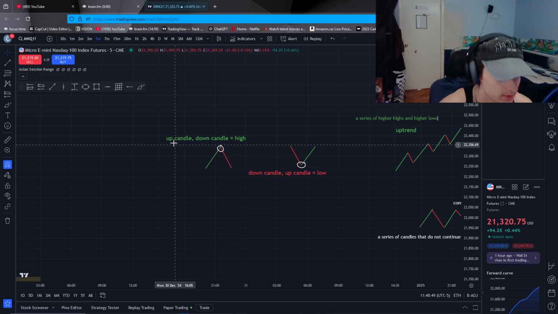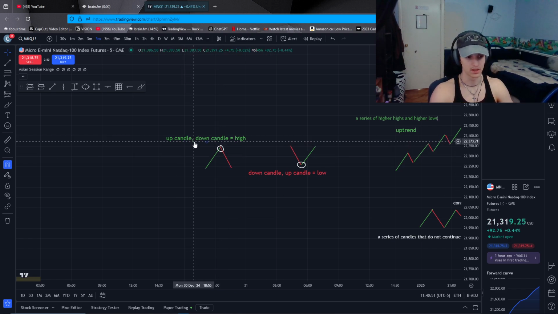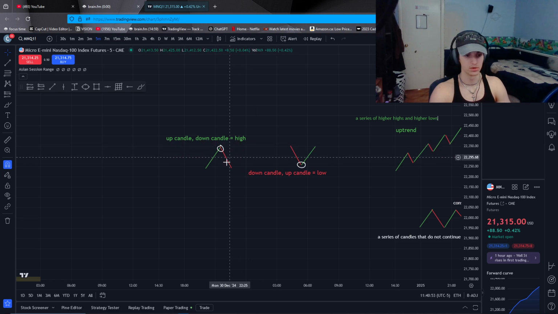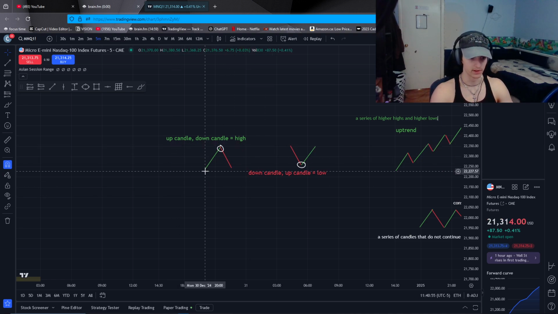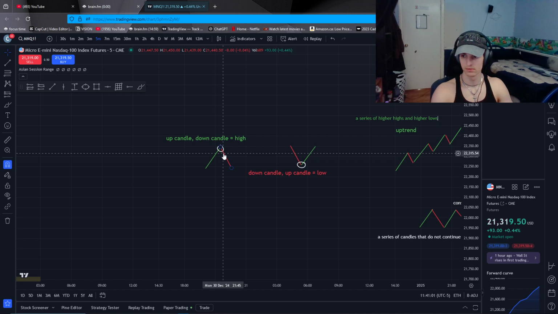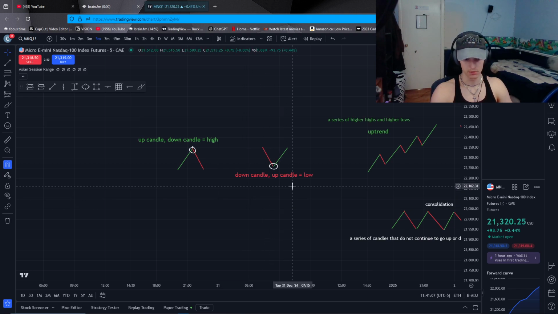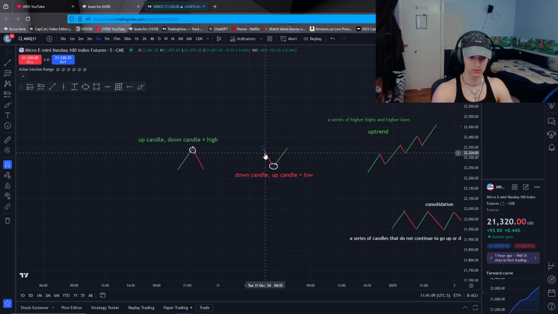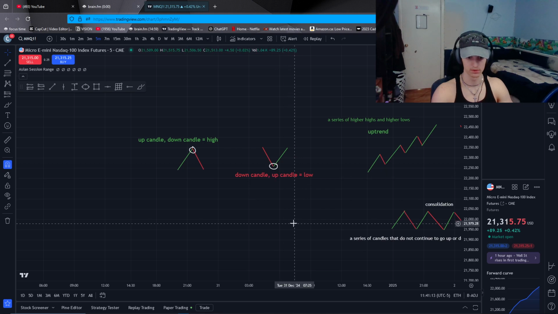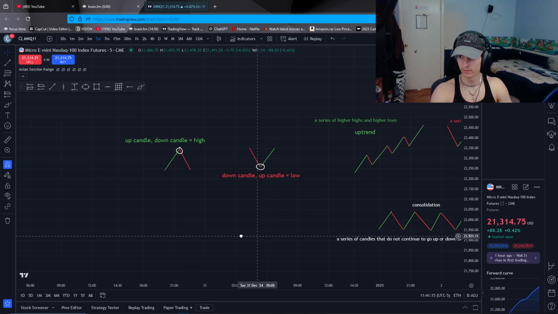You can see up candle plus down candle equals high. So we have an up candle and a down candle. The highest point of those two wicks is the high. And we have down candle plus up candle equals low. Down candle, up candle, the lowest point of those two wicks is the low.